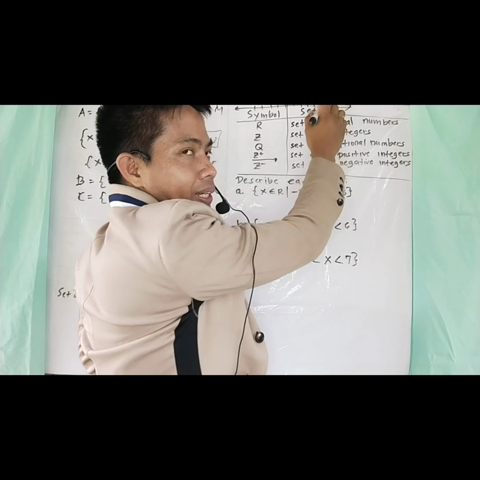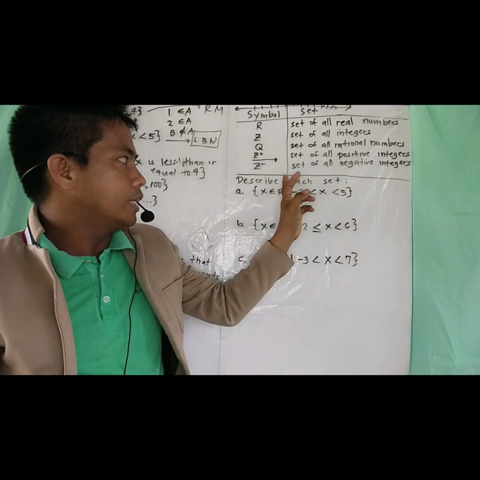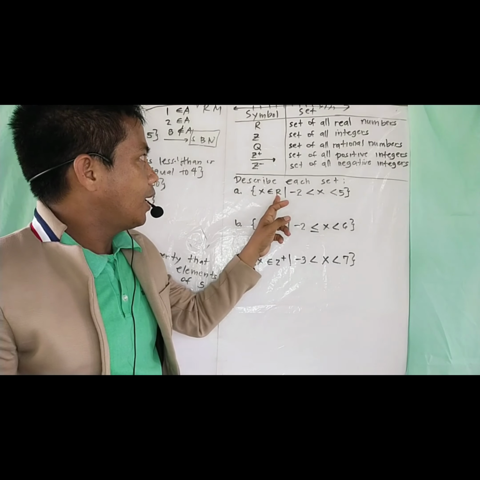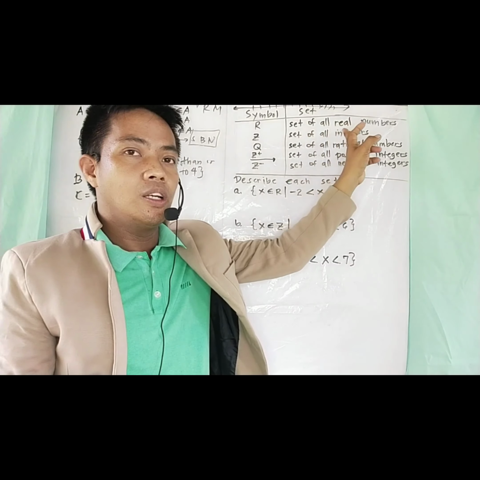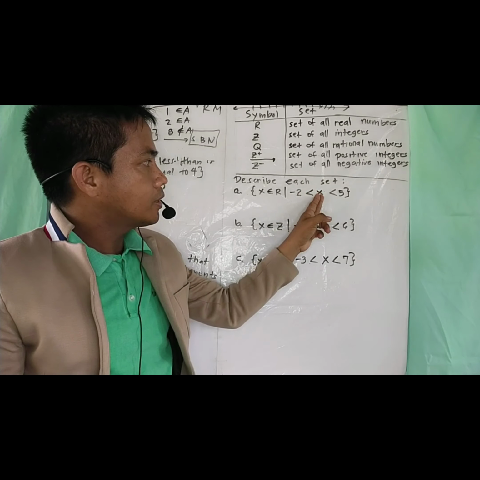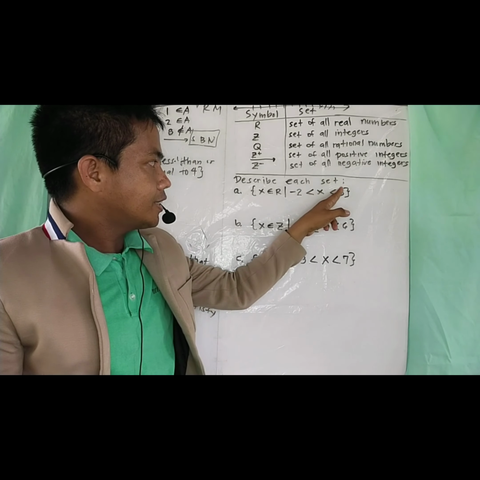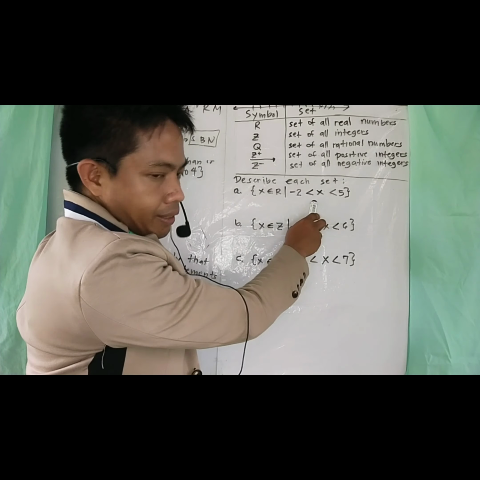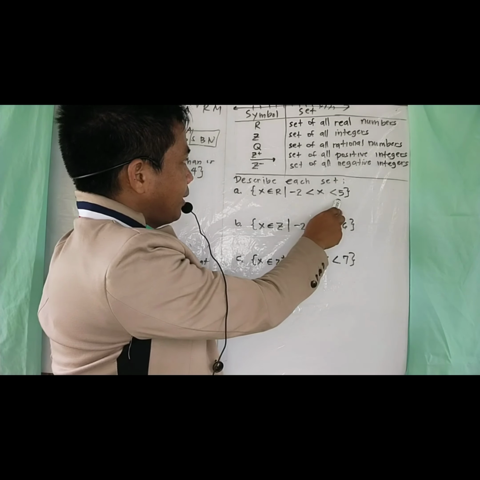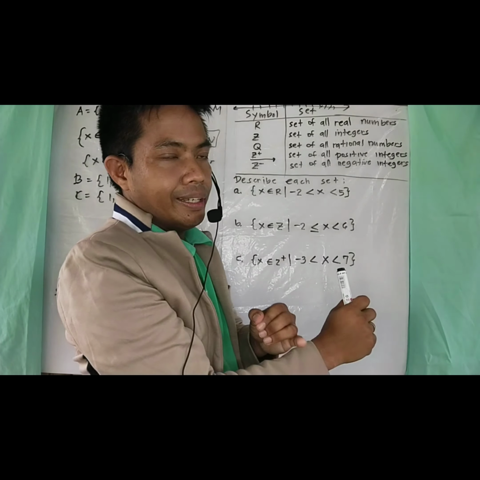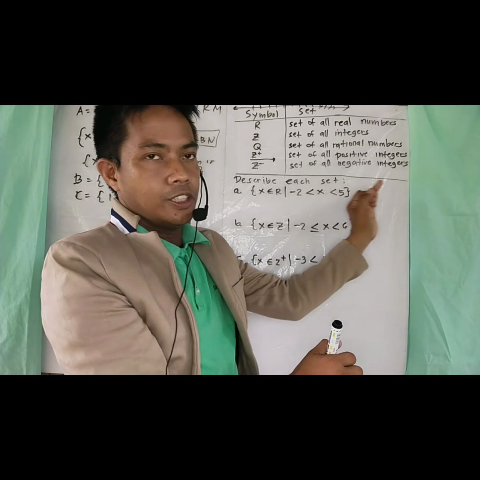These sets are written in set builder notation, as you can see. How are we going to describe this set? Letter A: the set of all x such that x is an element of R. R here is the set of all real numbers. The condition is that x must be less than 5 but more than negative 2. Meaning, the elements are between negative 2 and positive 5. Take note that real numbers include rational and irrational numbers. All the numbers on the number line are present.